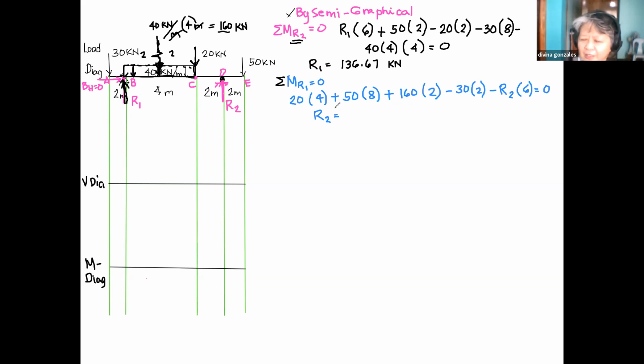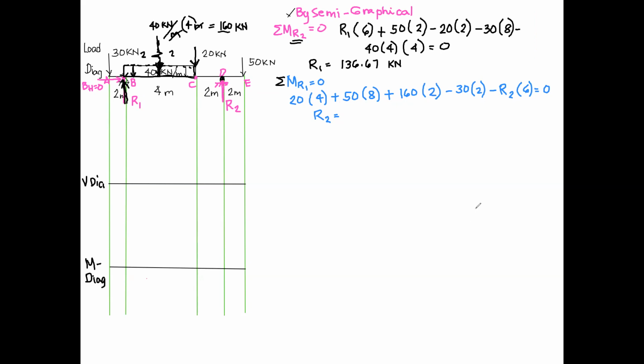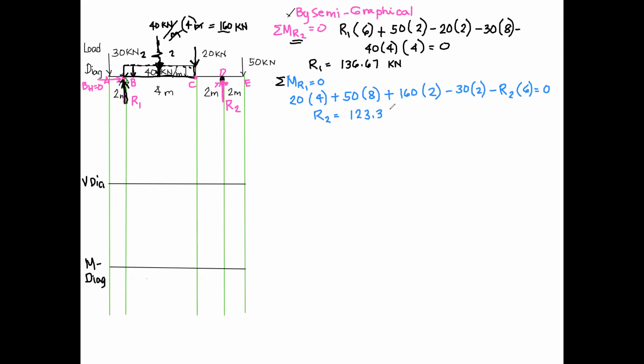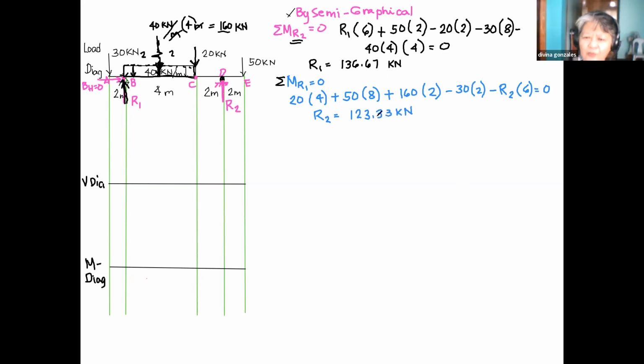Okay, is there an answer already? Yes po. What is the answer? 123.33 kilonewtons. Okay, so these are the values of R1 and R2. After solving for R1 and R2, there must always be a way for you to check it, because if the reaction is wrong, everything is wrong. So always double check it.